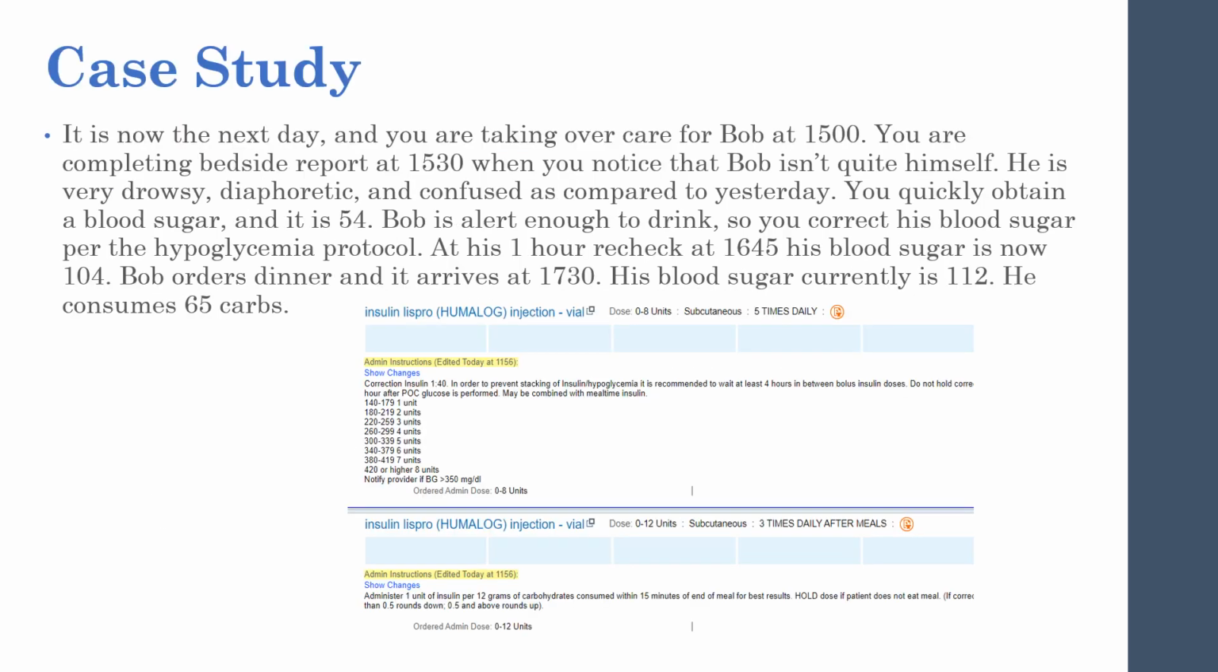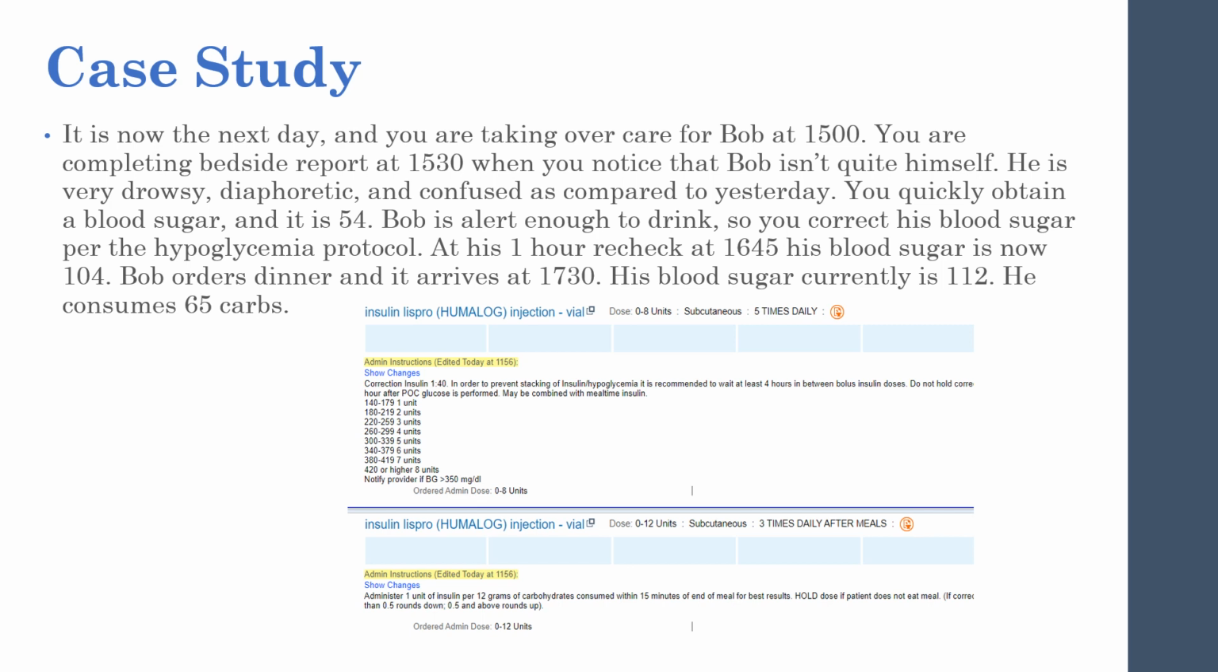It is now the next day, and you are taking over care for Bob at 1500. You are completing bedside report at 15:30 when you notice that Bob isn't quite himself. He is very drowsy, diaphoretic, and confused as compared to yesterday. You quickly obtain a blood sugar, and it is 54. Bob is alert enough to drink, so you correct his blood sugar per the hypoglycemia protocol.